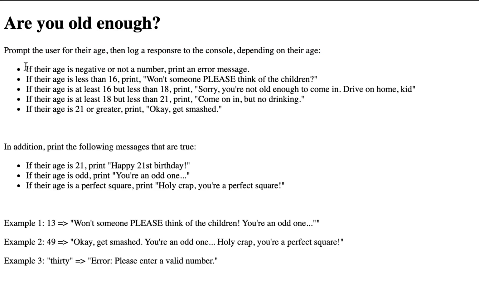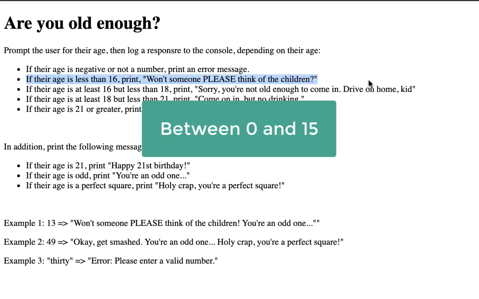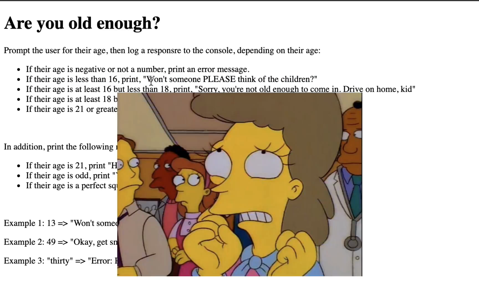First, if their age is negative or not a number, you're going to give them an error. If somebody's real funny and they put in, "Well, I am negative 4 years old," you're going to give them an error message. If their age is less than 16, so between 0 and 16, you're going to print, "Won't someone please think of the children?"